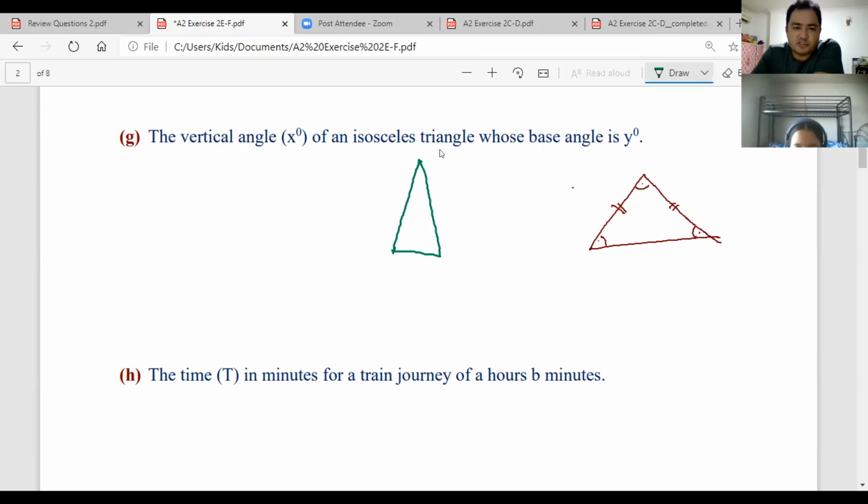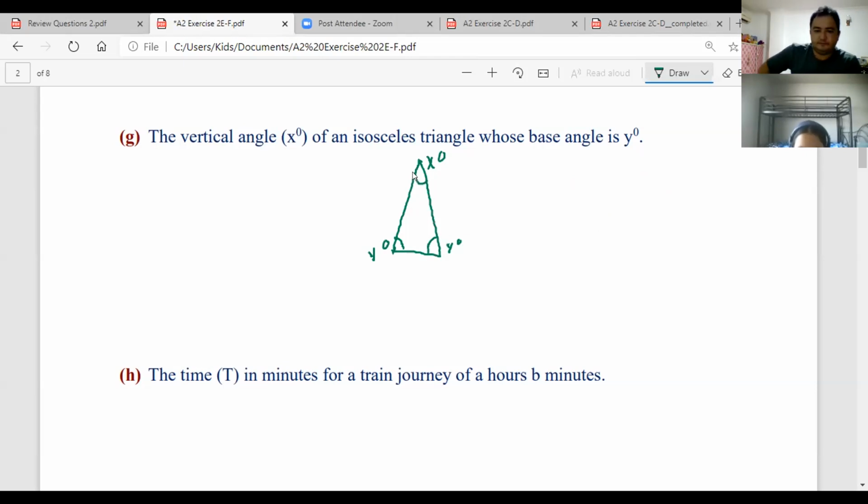Here in this question, the vertical angle is x degrees and this is an isosceles triangle whose base angle is y degrees. So this is y, this is also y. The question: the vertical angle x of an isosceles triangle whose base angle is y. Is that it, or is there more stuff inside? Inside, you need to write here.